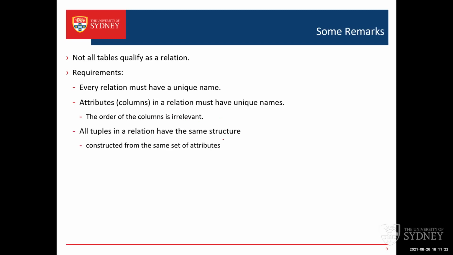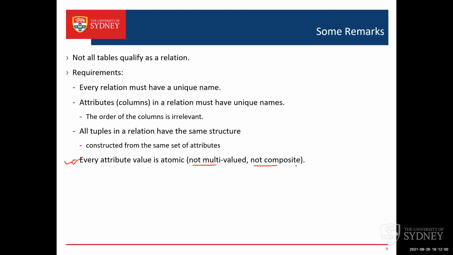All the tuples must have the same structure. Tuples simply means all the rows, right? So all the rows will have the same number of columns, constructed from the same set of attributes. This is the most important thing: every attribute value is atomic. It simply means that multi-valued attributes are not allowed. Composite attributes are not allowed in a table when we are going to create those tables. So no multi-valued attributes, no composite attributes.